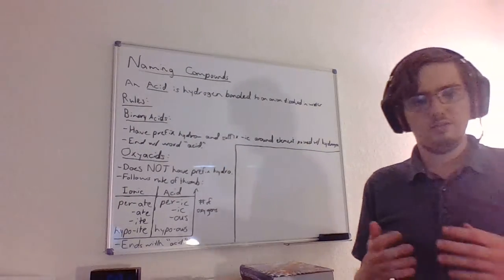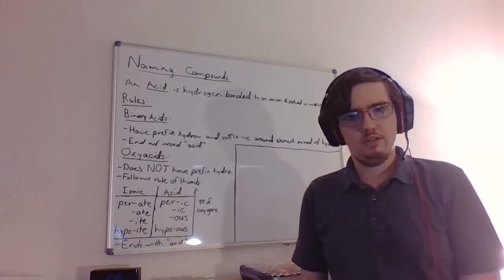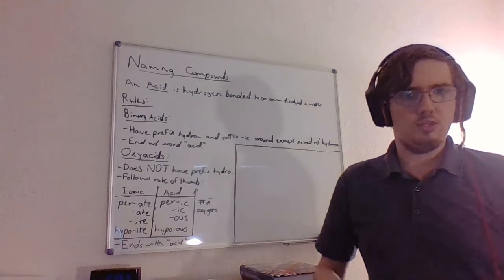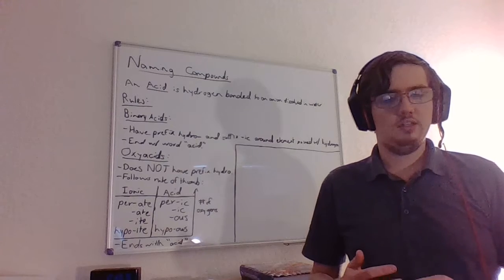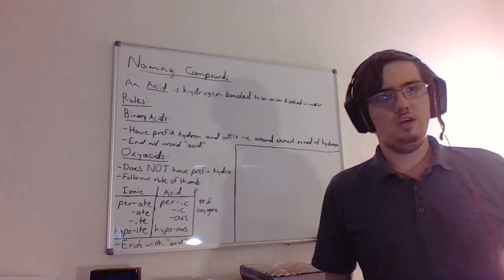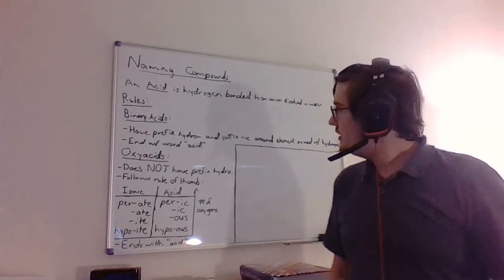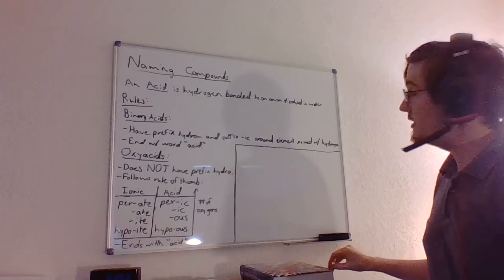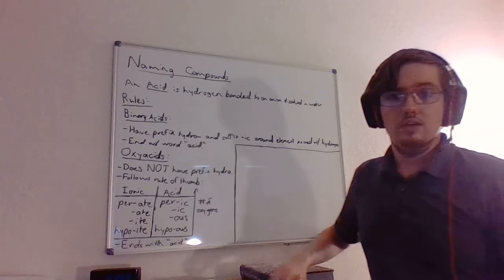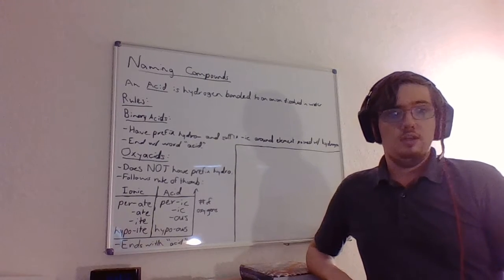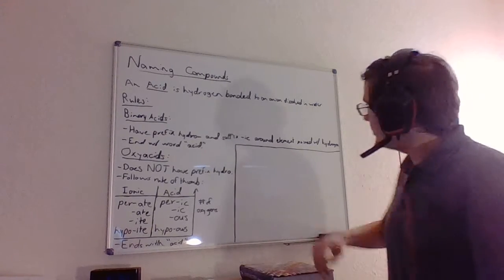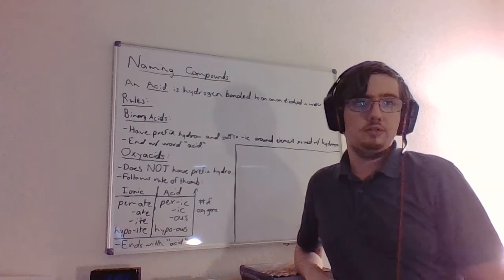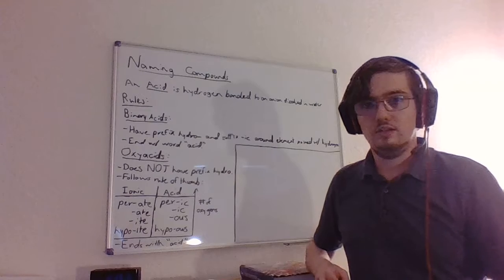So in this third and final part, I'm going to be talking to you about how to name acids. Again, just like with the other parts, I'll start off by giving a rough definition of what an acid is. An acid, in this case, is just going to be hydrogen bonded to an anion dissolved in water. Now, there's another word for dissolved in water. We sometimes call this an aqueous solution, so just keep that in mind.